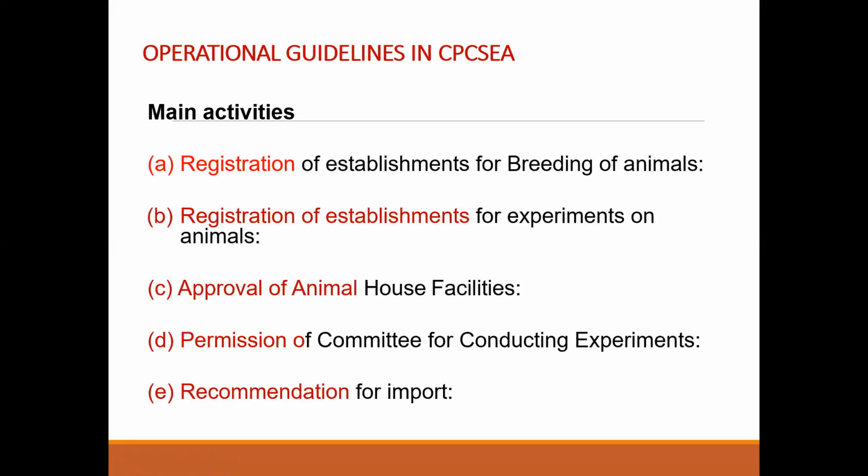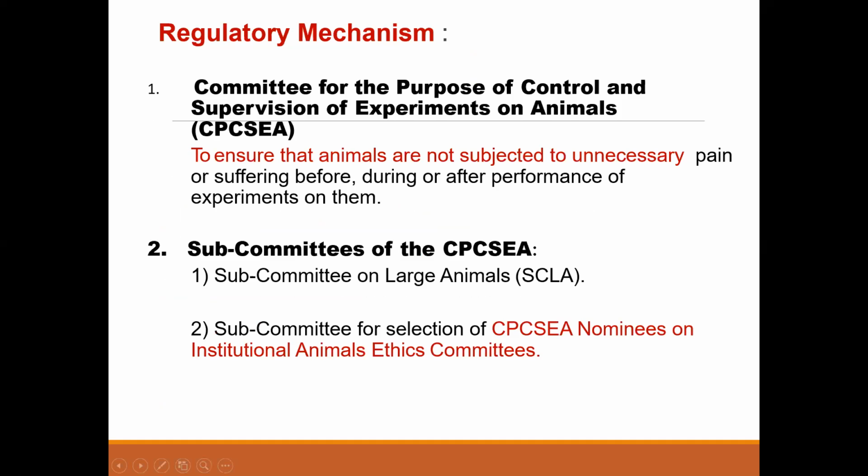Then registration of establishment, registration of experimentation on animals, approval of the animal house, permission of the committee conducting the experiment, and recommendation for importing. If you want to import some chemicals from other countries, such guidelines are provided by CPCSEA, the Committee for Purpose of Control and Supervision of Experiments on Animals. It is called CPCSEA.